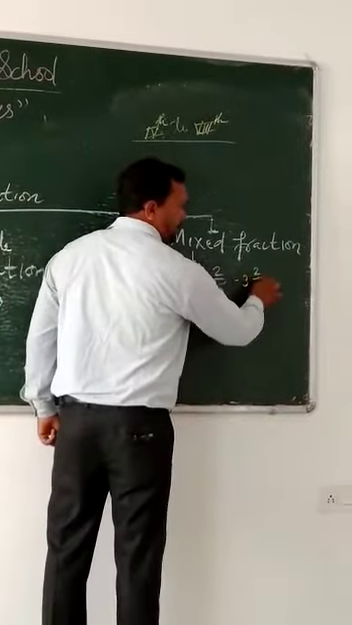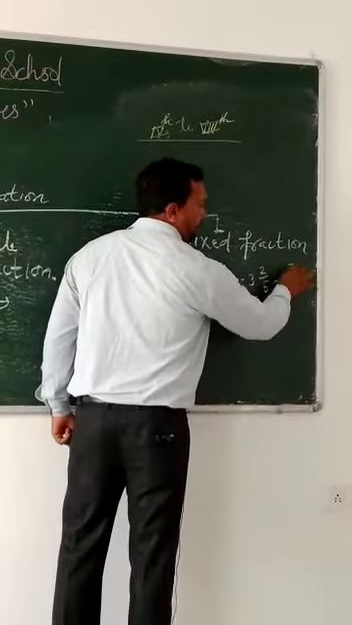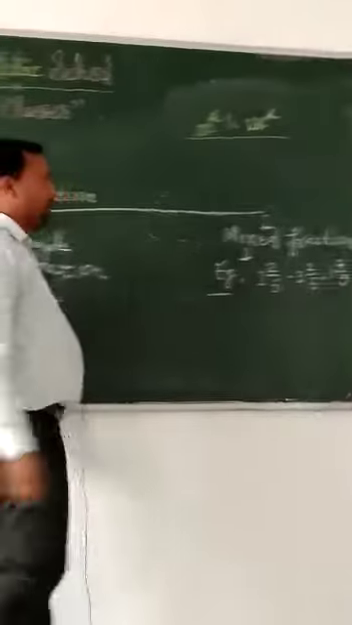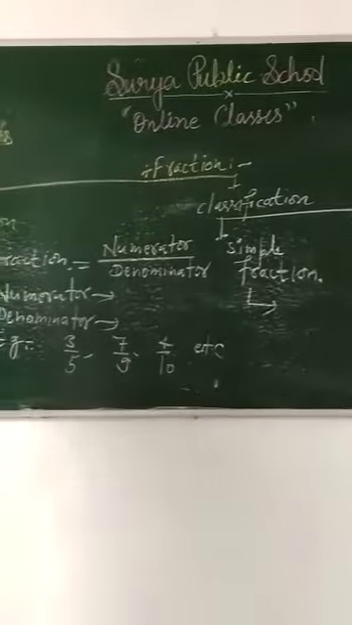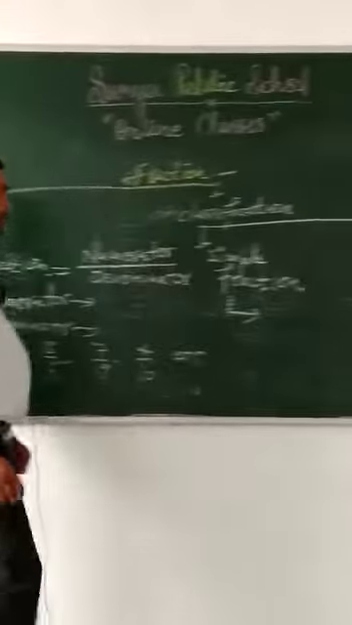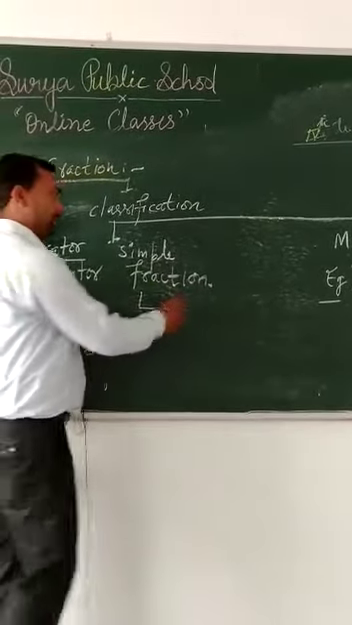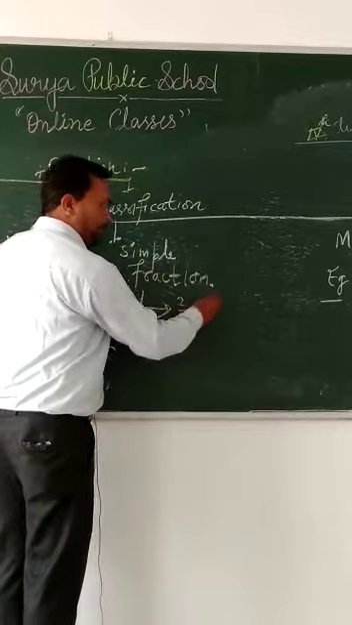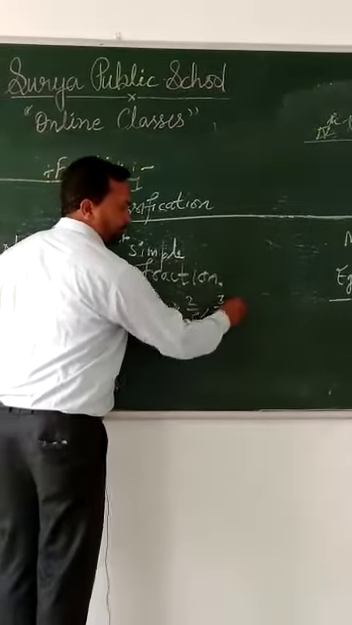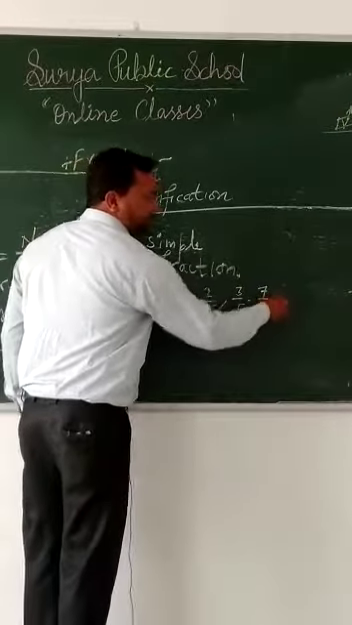Similarly, 3 combination 2 by 5, 1 combination 7 by 9 are examples of mixed fractions. Simple fractions are simply numerator by denominator, etc.